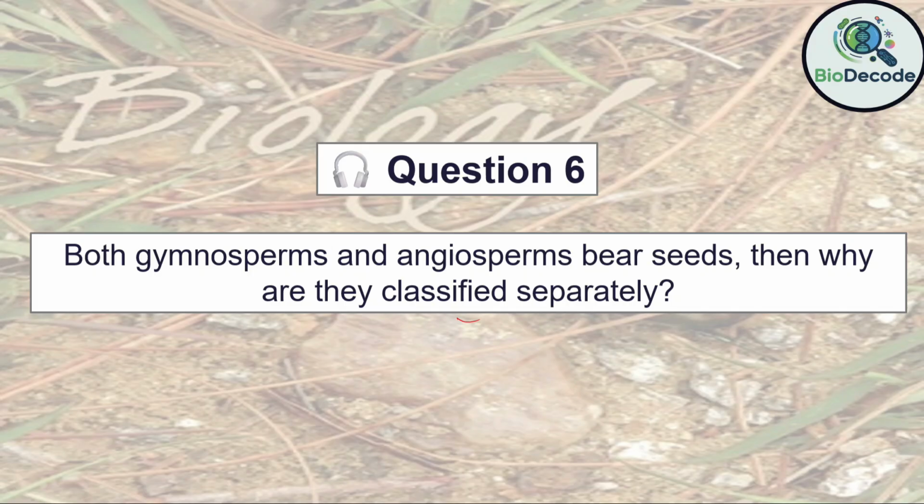Their ovules are exposed on the surface of megasporophylls, and they do not form flowers. In angiosperms, the seeds are enclosed within fruits. Ovules are protected inside the ovary, and true flowers are present. Moreover, the endosperm in gymnosperms is haploid, while in angiosperms it is triploid. Thus, gymnosperms are called naked seed plants, and angiosperms are enclosed seed plants, which justifies their separate classification.